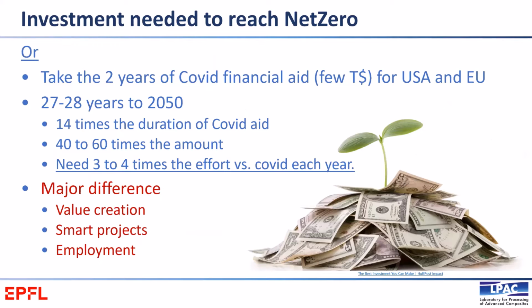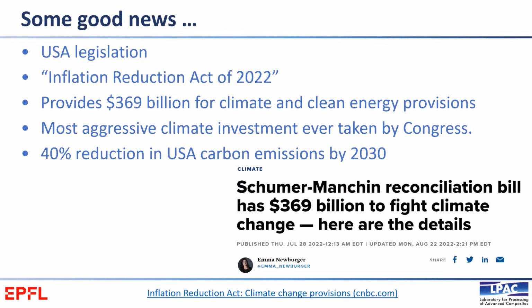You can also take what we spent on COVID: if you spend 3 to 4 times per year what we spent on COVID, we'll get that. But rather than being a panic and a shutdown, we're growing, we're doing exciting things. So we have to start investing. Some good news in the US: there's the Inflation Reduction Act of 2022 that's just been passed, and this is 370 billion, where the US government has pledged this to help fight climate change, to get a 40% reduction in US emissions by 2030. So countries are starting to put some money on the table.